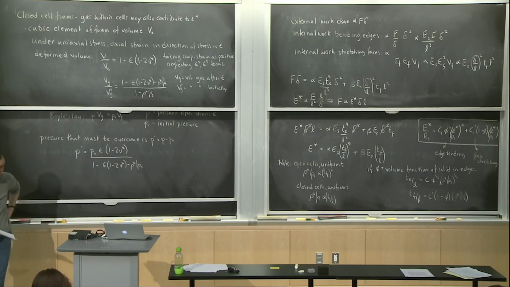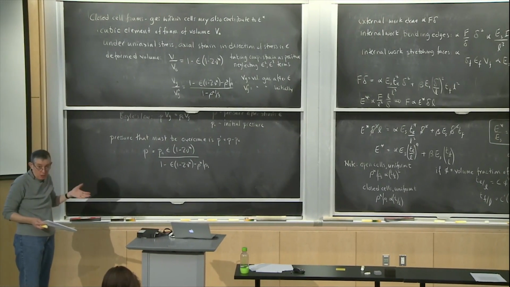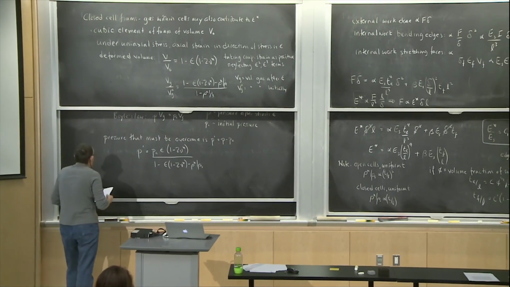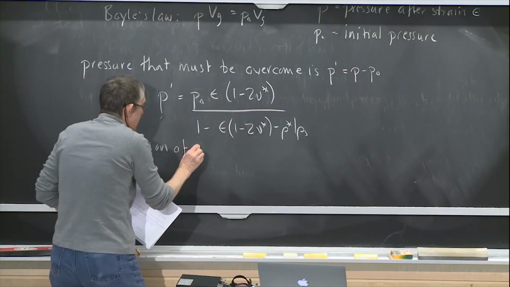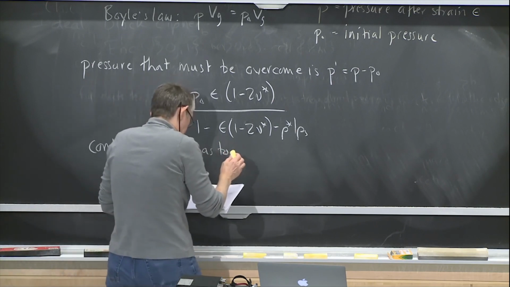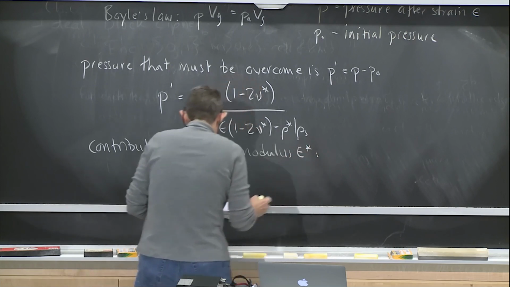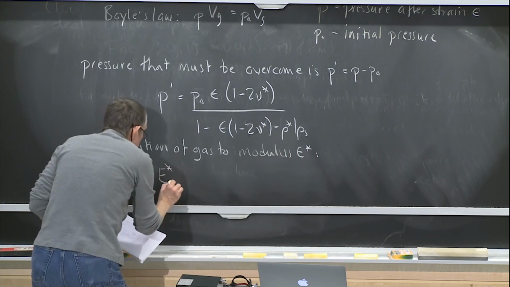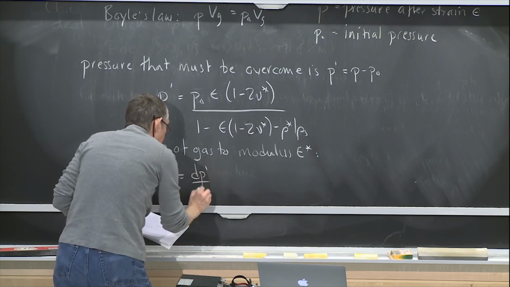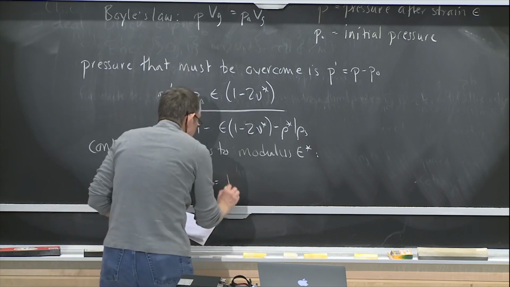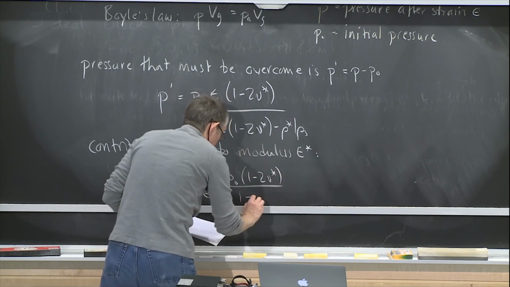And then the contribution of the gas to the modulus you can get by just taking the derivative of that pressure with respect to the strain. Remember, modulus is stress over strain. It's the same kind of idea. So I'm going to call that E star G for the contribution from the gas. That's going to equal dP prime d epsilon, which equals P naught times 1 minus 2 nu over 1 minus the relative density.